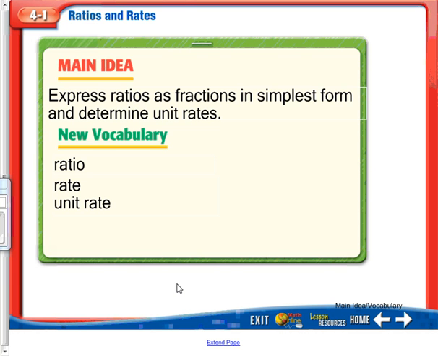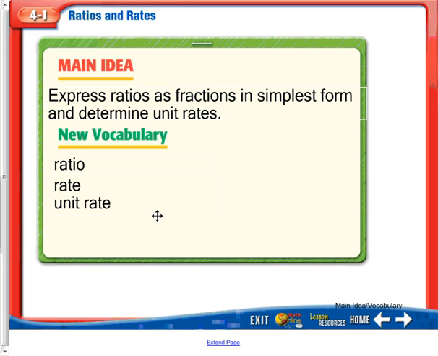In lesson 4-1, we'll be talking about ratios and rates. So we're going to express ratios as fractions in the simplest form, and then determine unit rates. One example of a unit rate would be miles per hour, or the cost of something, like the cost per ounce. So if you're at a grocery store and you wanted to compare the cost of a couple different items, you're going to want to figure out a unit rate so you can actually compare, as they say, apples to apples.